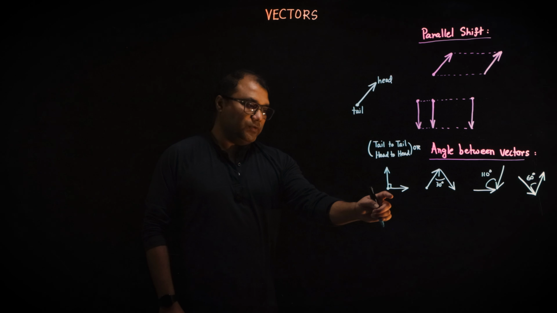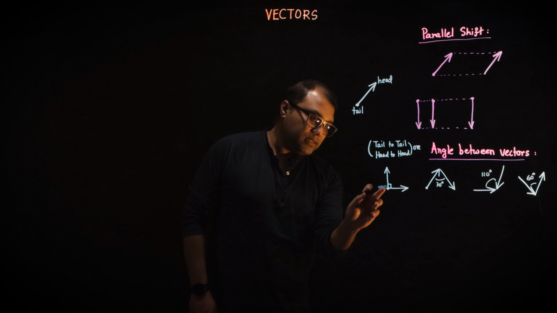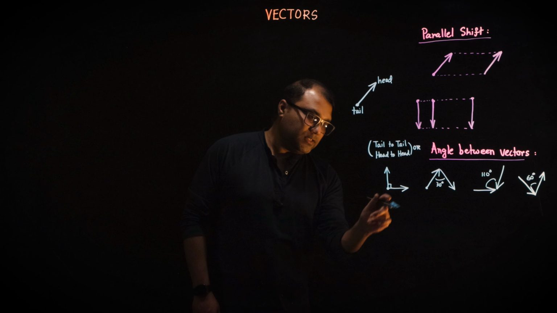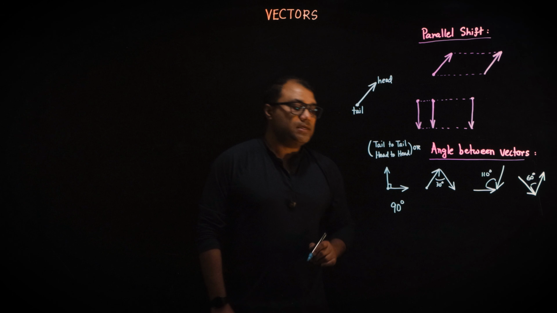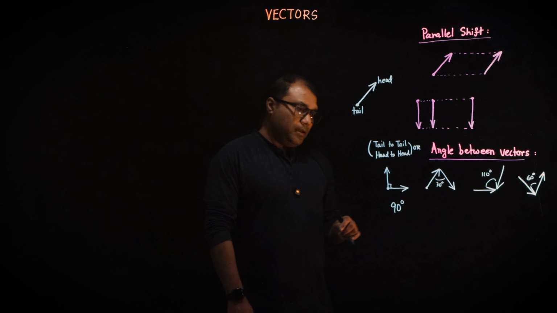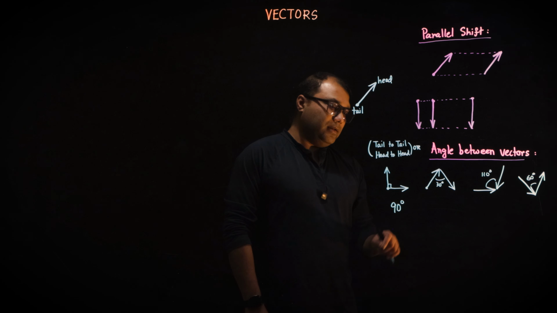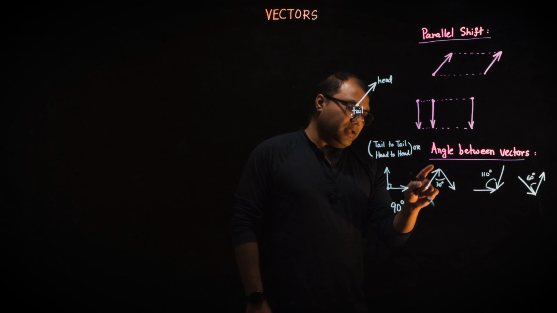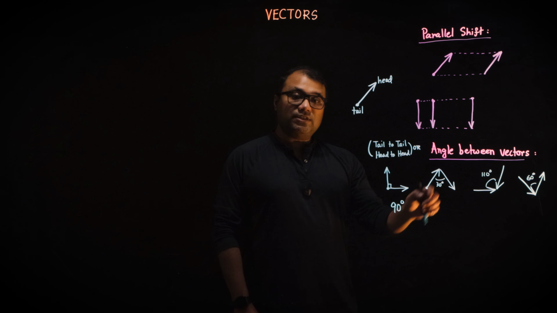Okay, let's look at this one now. Is it connected tail to tail? Yes, this is the tail of this vector, this is the tail of this vector. So yes, the angle between these two vectors is 90 degree. Now let's look at this one. Are these vectors connected tail to tail or head to head? No, this one's head is connected to this one's tail.